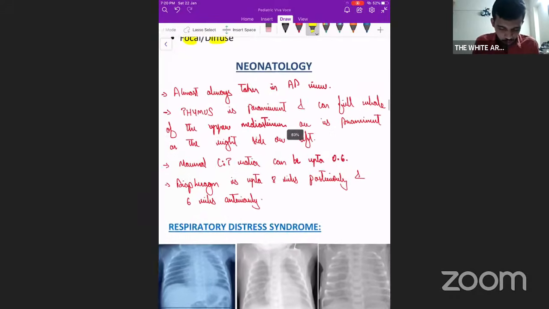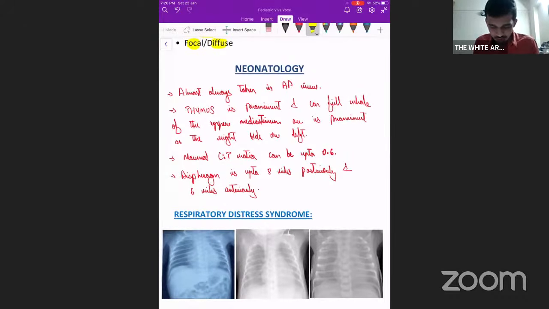Next is, okay, so next topic we'll deal with is neonatology. Now neonatology, obviously you can't take a PA view because you cannot make a baby stand erect, correct? So one difference is it is almost always taken in AP view until and unless we ask for a special view, it is AP view.